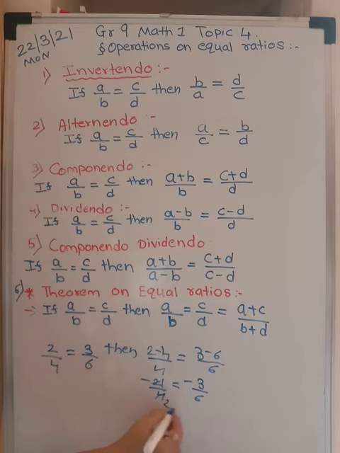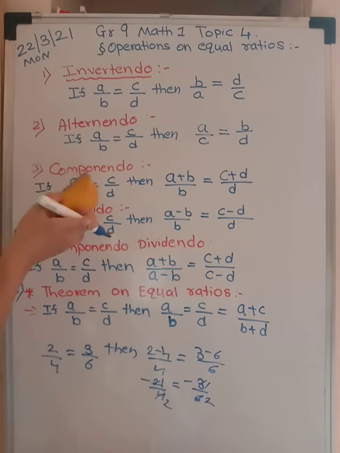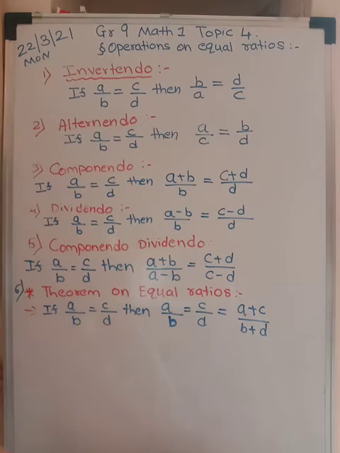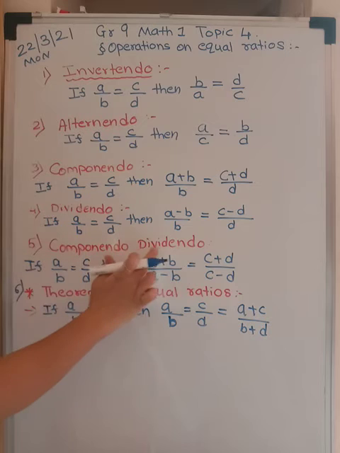2 ones are 2, 2 twos are 4; 3 ones are 3, 3 twos are 6. Minus 1 by 2, minus 1 by 2. Again they remain same. Alright. So I am just taking the numbers and showing you how these two ratios are same. Now this is dividendo. Now combination of these two, that is componendo, dividendo.